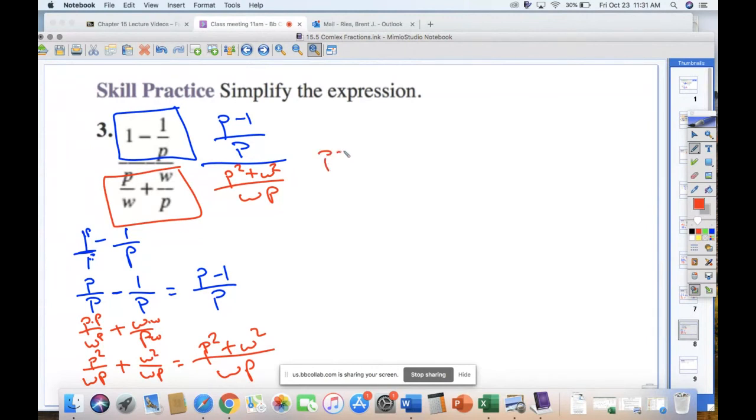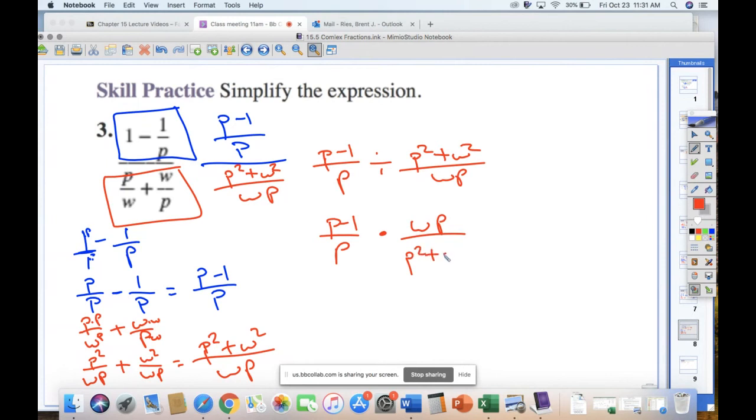So I'm going to take p minus 1 over p divided by p squared plus w squared over wp. Keep change flip. Keep p minus 1 over p. Change division to multiplication and flip to wp over p squared plus w squared. And now we can reduce. I notice a p on bottom and a p on top. Those cancel to 1.